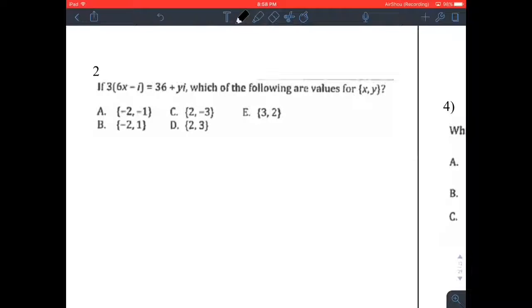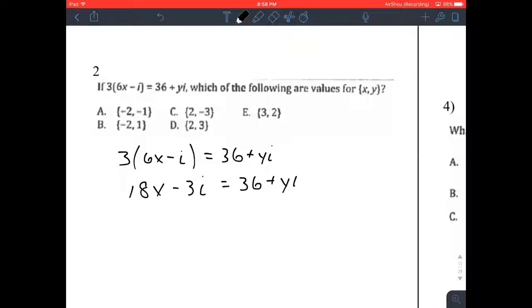If 3 times (6x minus i) equals 36 plus yi, which of the following are values of x, y? This seems really complicated. Truth of the matter, it is not. Let's first simplify this to get rid of our parentheses, and then we'll figure out how to do this problem. If we distribute the 3, we're going to get 18x minus 3i, and we get equals 36 plus yi.